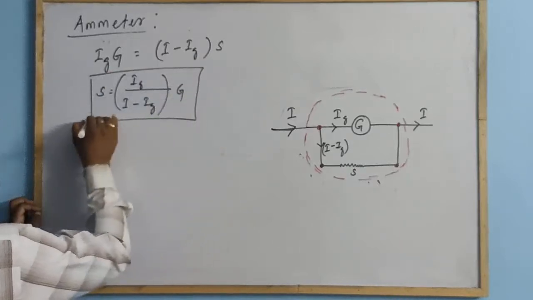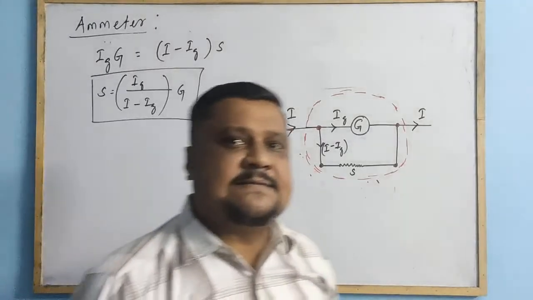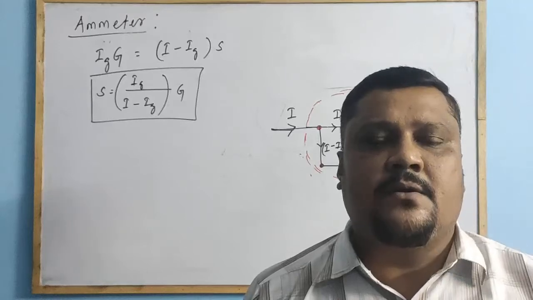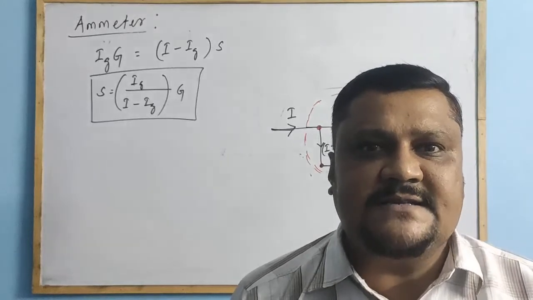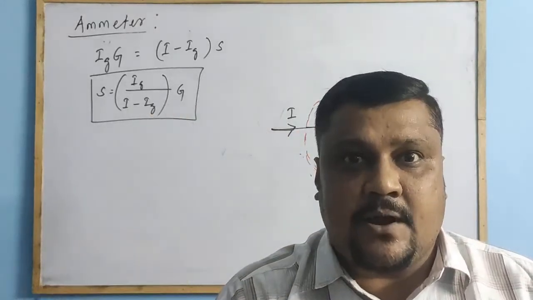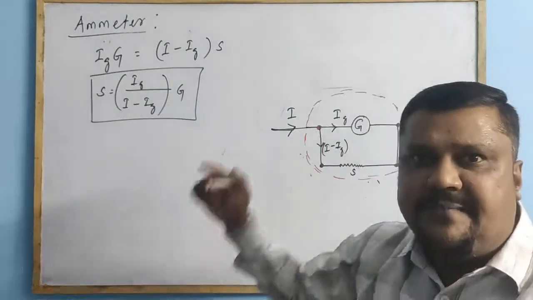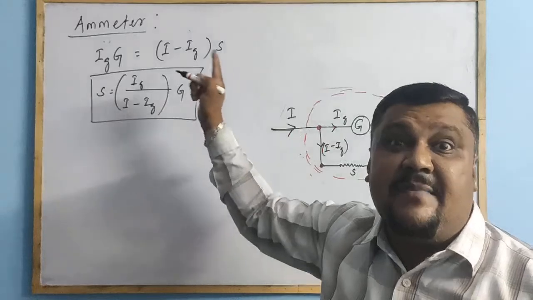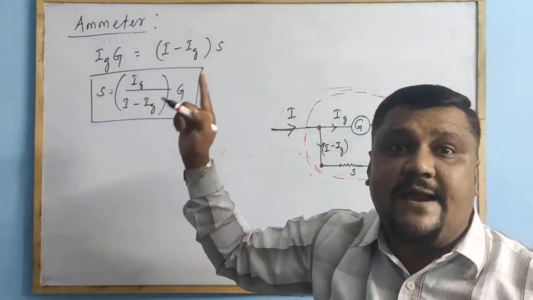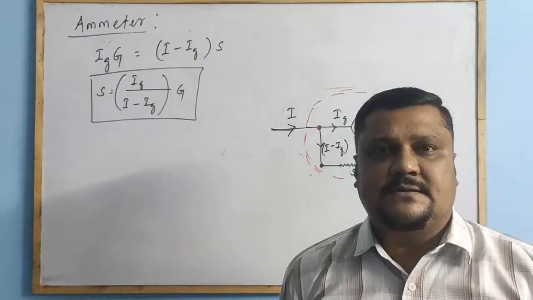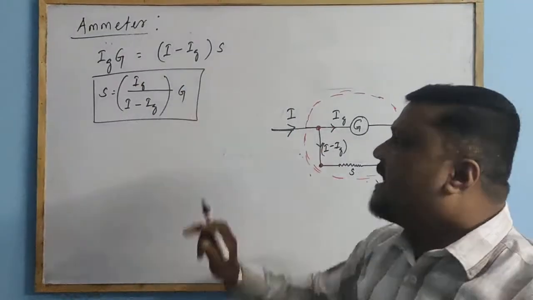This is the required shunt resistance to be used in a galvanometer, connected in parallel, so that it can be used as an ammeter of a definite range. Clear? So this is the formula.